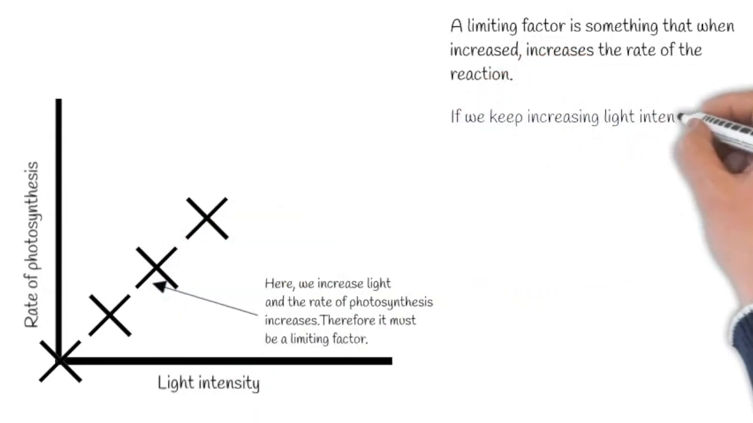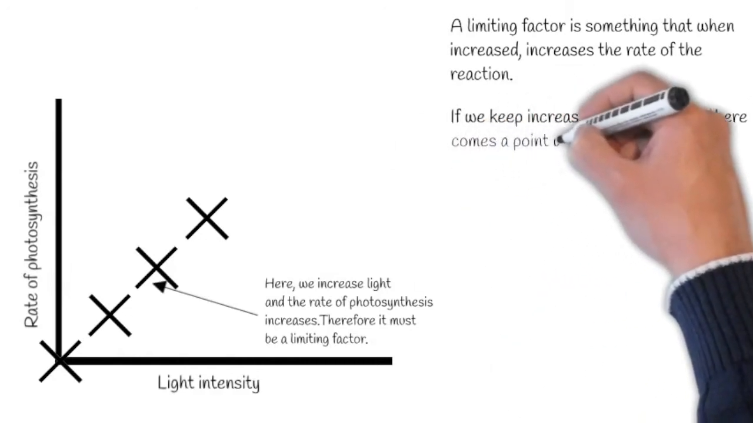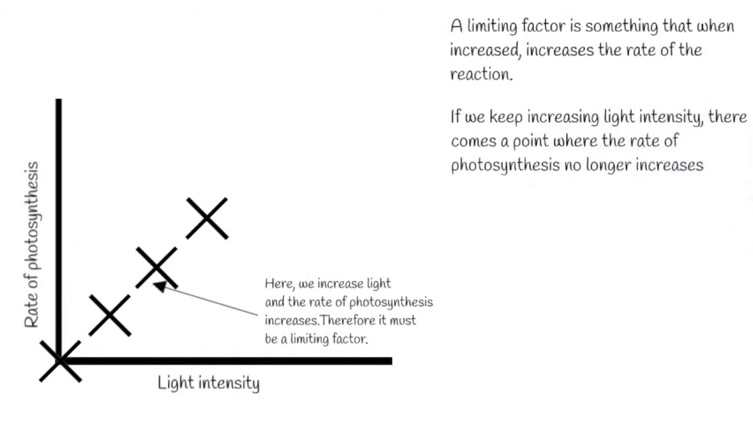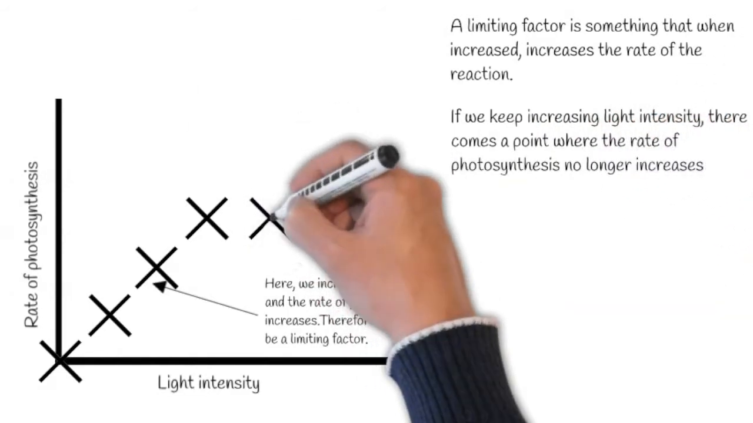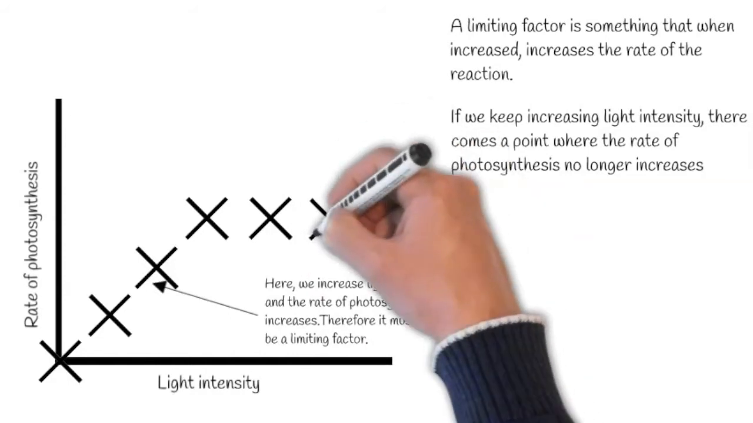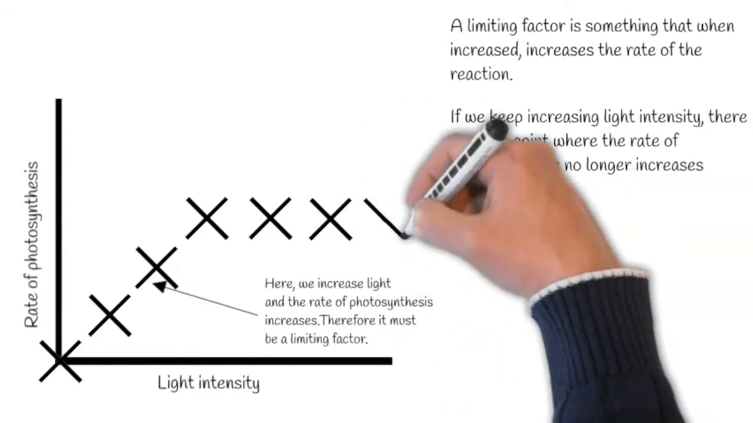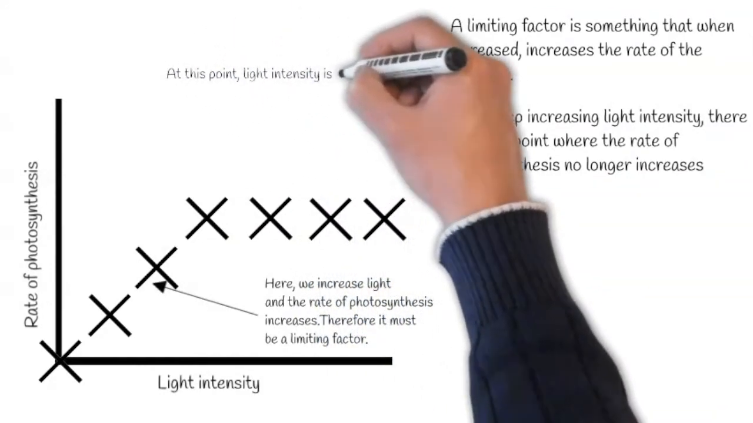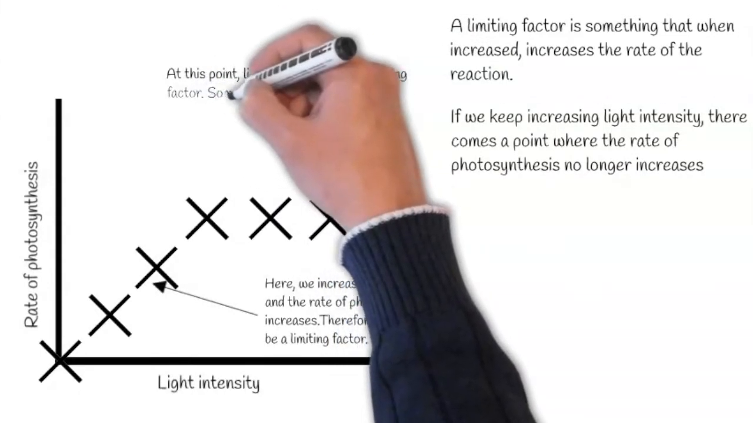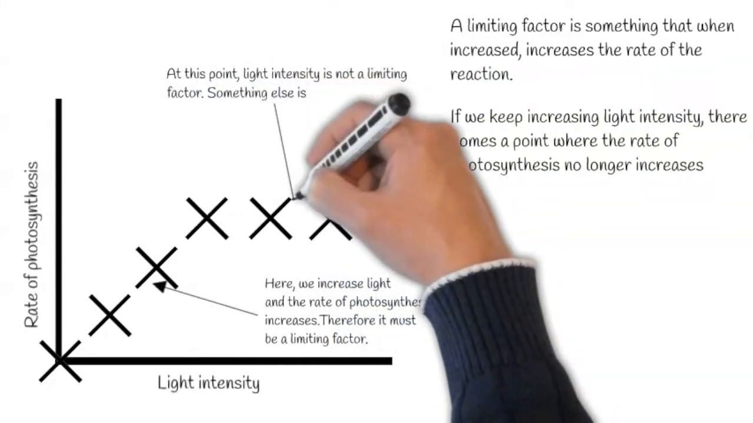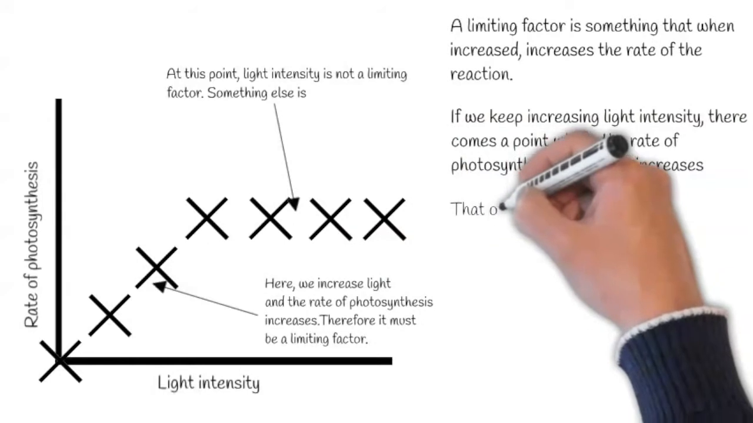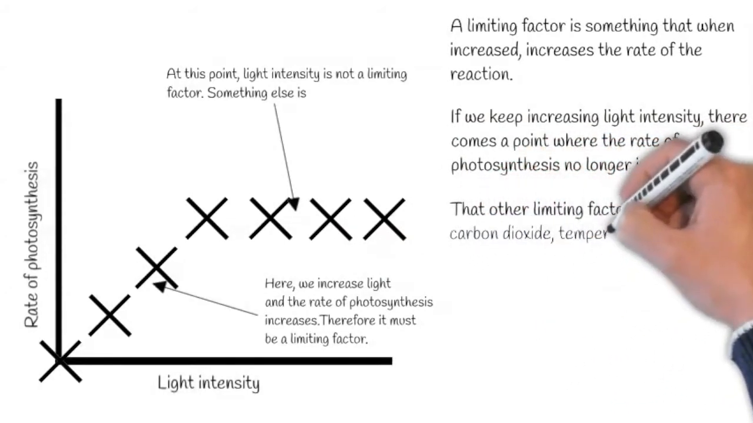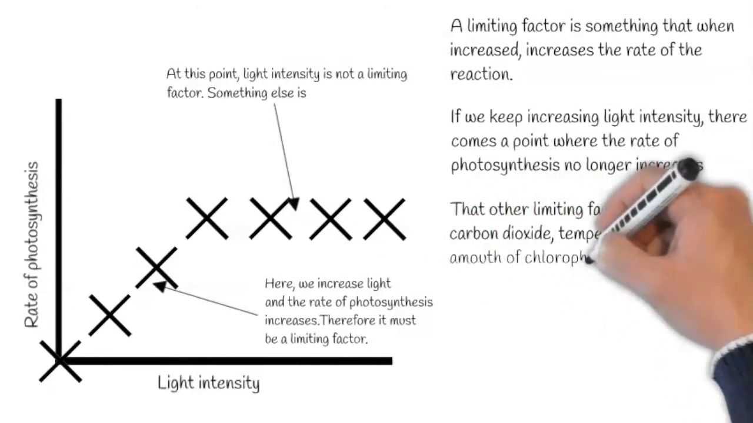If we keep increasing light intensity, there comes a point where the rate of photosynthesis no longer increases. The graph starts to plateau. At this point, light intensity is not a limiting factor. Something else is. That other limiting factor could be carbon dioxide, temperature, or amount of chlorophyll.